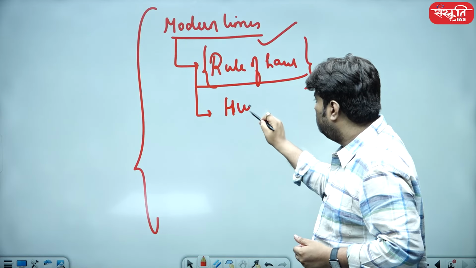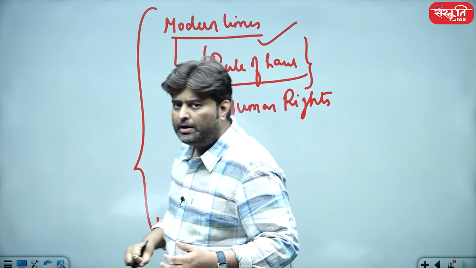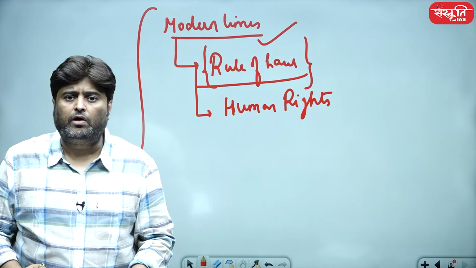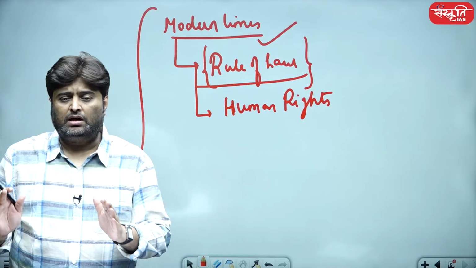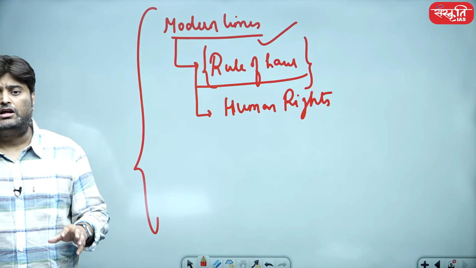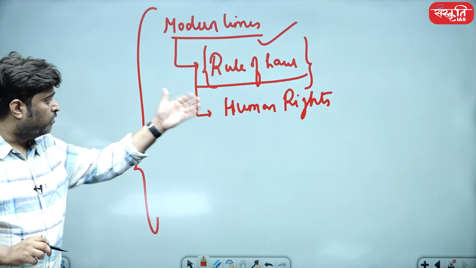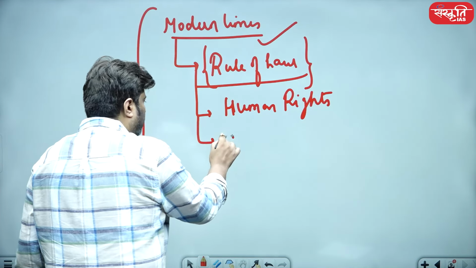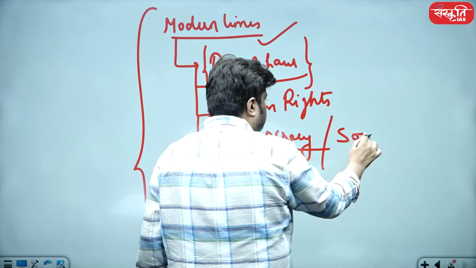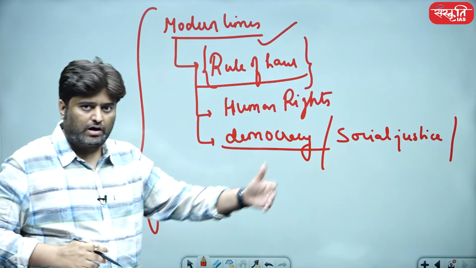Similarly, evolution of human rights. Evolution of human rights means that after 1945, after the culmination of the Second World War, a few important institutions got their nomenclature, which includes the United Nations. The United Nations was created with the fundamental principle of protecting human rights all over the world. So as the importance of rule of law and human rights grows in the world, so does the relevance of democracy and social justice. I will explain the terms democracy and social justice in our upcoming classes.